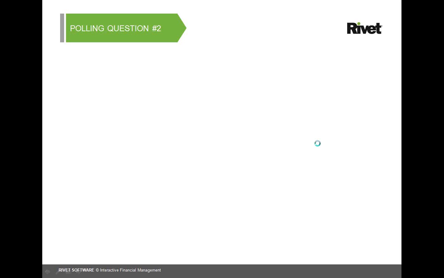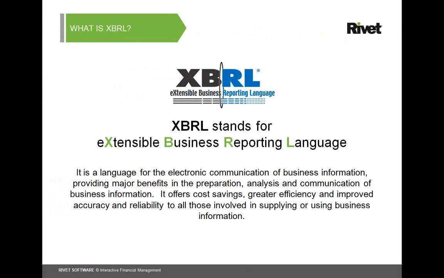Let's move on. XBRL. We're just going to spend a few minutes talking about XBRL. It seems like from the polling questions, most of the folks on the line have a pretty good understanding and are somehow using it. XBRL stands for Extensible Business Reporting Language. It's a standard language used to categorize and add descriptive information to financial numbers. That descriptive information many times is called metadata.